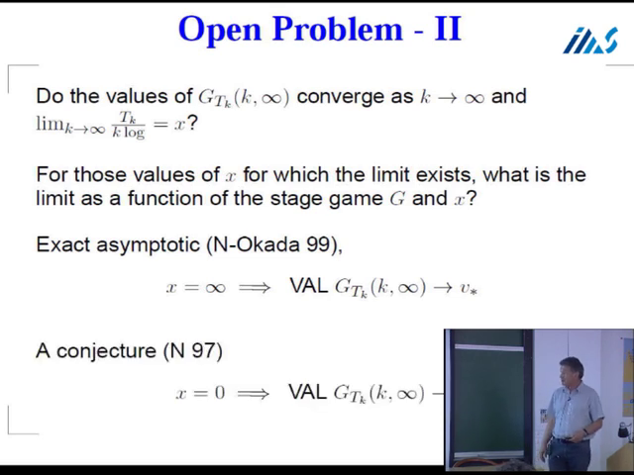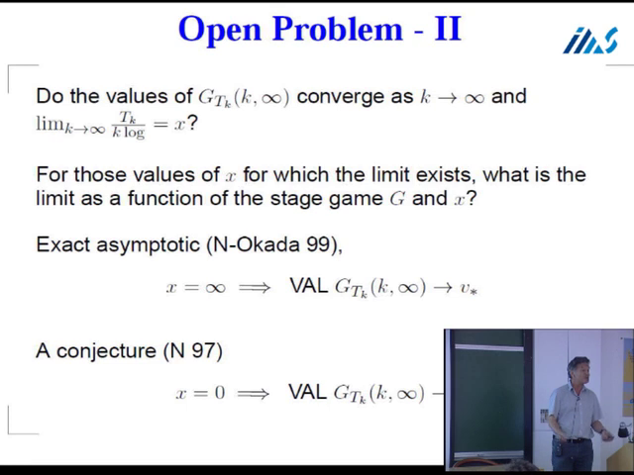And the conjecture is that if it is equal to 0, then the smaller player, the weaker player, could protect the value. Then it converges to V. So here, if this will be answered, then this will be the right scale. Otherwise, I don't even know if that's the right scale.